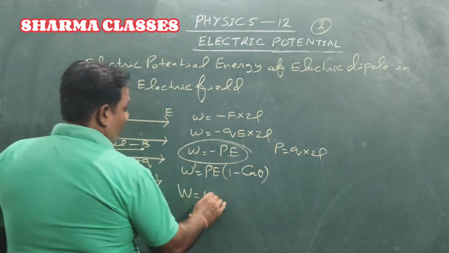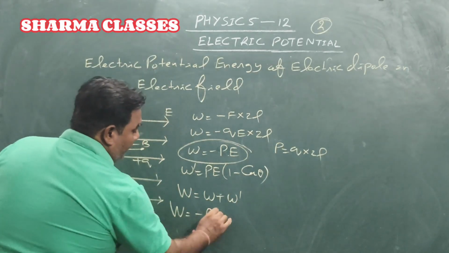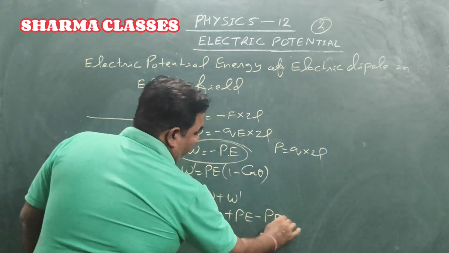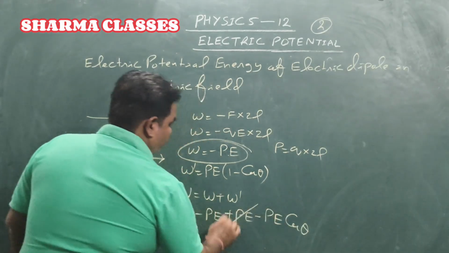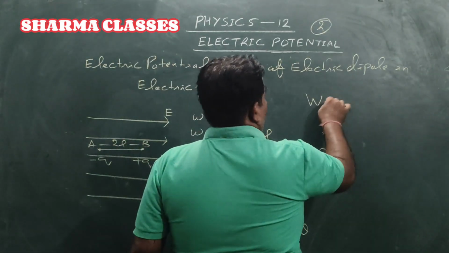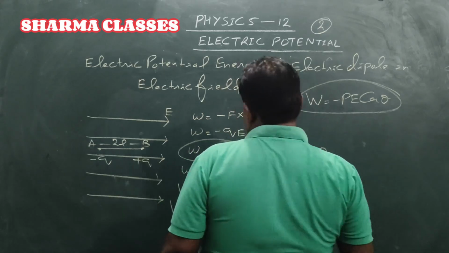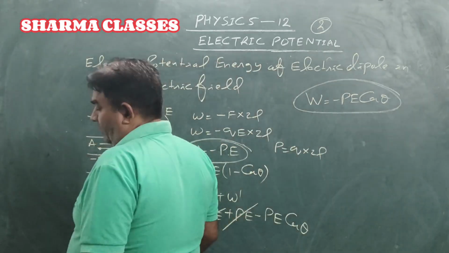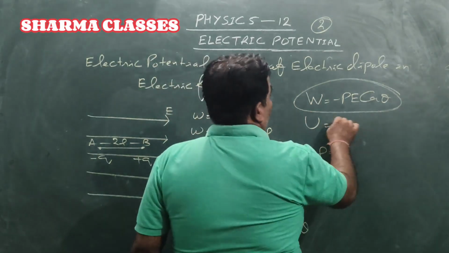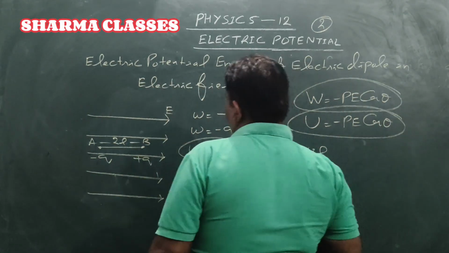Now total work done, by taking this charge into the electric field and rotating it, W is equal to W plus W dash. So W is equal to minus P E plus P E minus P E cos theta. That cancels. W is equal to minus P E cos theta. So this is the work done, and this is the potential energy of the electric dipole, minus P E cos theta. This is the potential energy of an electric dipole in the electric field.